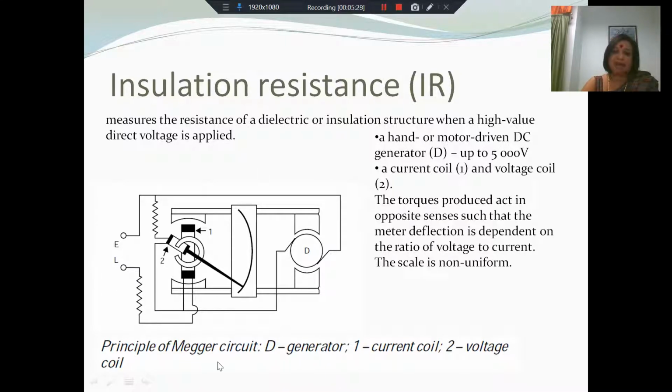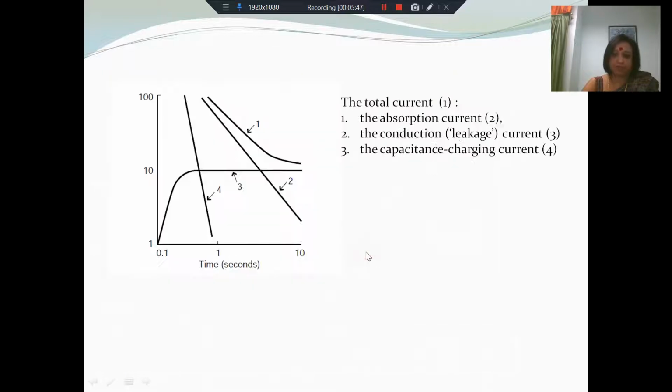Remember, the scale in this case will be non-uniform, and you will have a bigger, more spread out, wider scale in the high resistance region. It will be more cramped in the low resistance region. So this is the principle of the Megger operation.